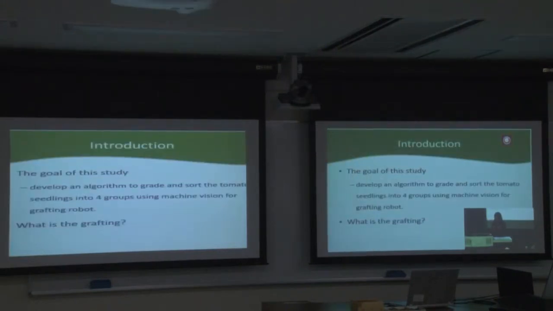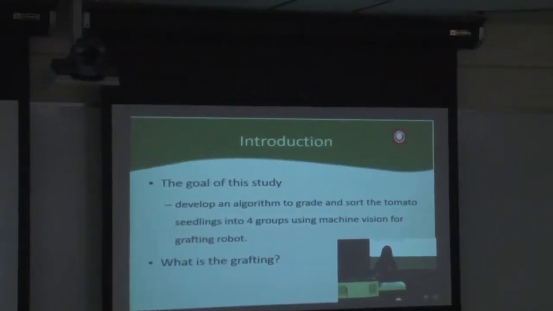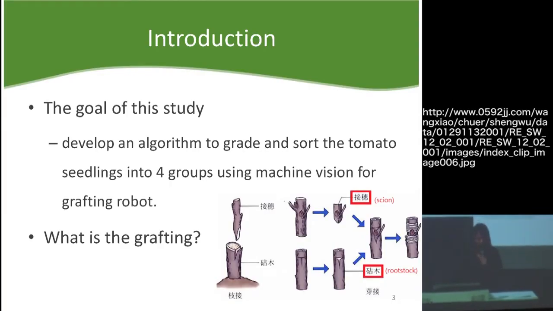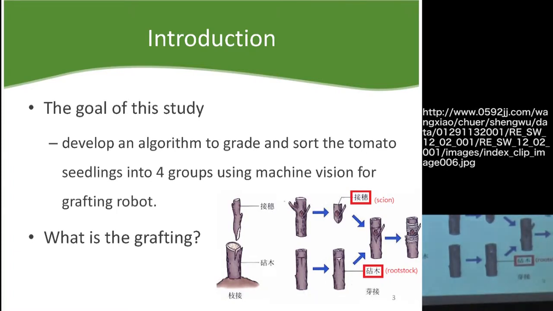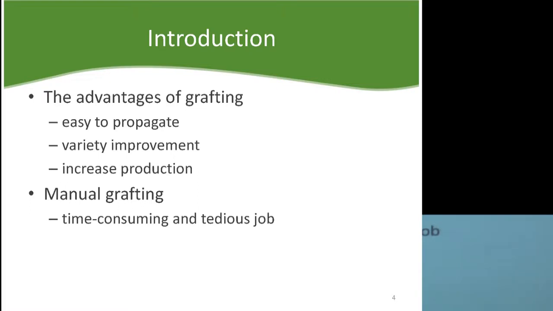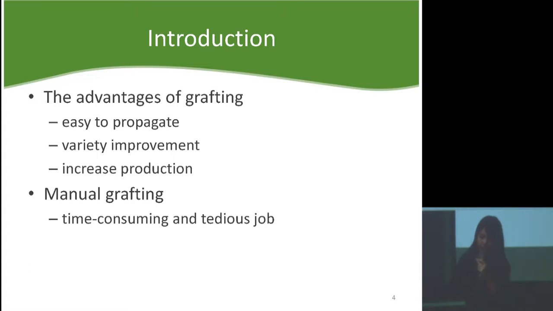First of all, what is grafting? Grafting is a method of asexual plant propagation where the tissues of the plant to be cultivated, like this picture, the scion, are encouraged to graft onto a strong vital plant, like this rootstock, so that the scion can grow and blossom well. Some papers found that grafted plants were taller and more vigorous than self-rooted ones. So there are some advantages of grafting. It's easy to propagate, it has variety improvement, and it can also increase production.